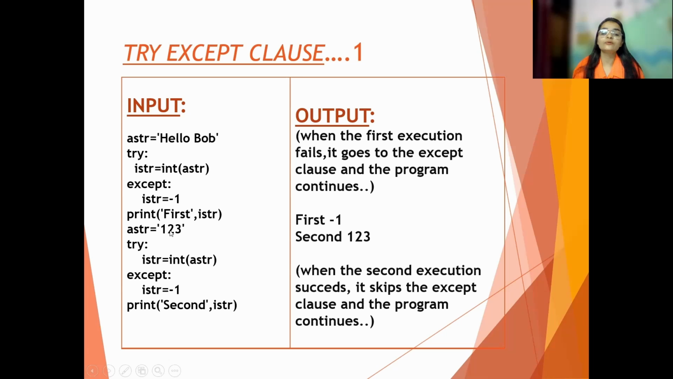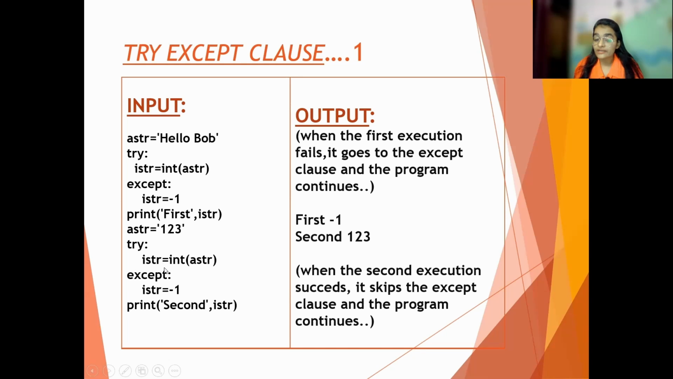Then we have ASTR equal to 123. This is a string because it is enclosed in single quotes, so ASTR gets the value 123 as a string. Now in the same variable ASTR, we are going to try to convert it. Try will attempt to convert this string format into integer format. Now we would be able to convert it because it contains the numeric part, not alphabetical characters. So ASTR will get converted into the integer 123, and ISTR will get the value 123.